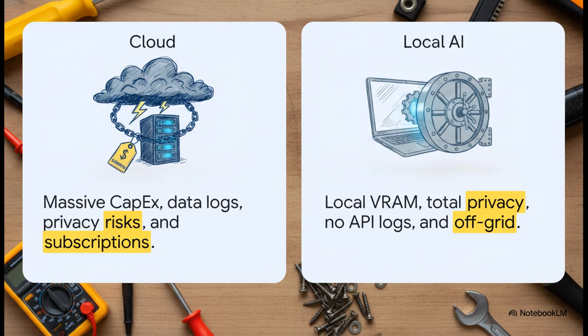Which brings us to a really critical comparison: centralized cloud AI versus local AI sovereignty. The centralized approach? Well, it needs that massive CapEx, it logs all your queries, it poses severe privacy risks, and it traps you in an endless subscription cycle.